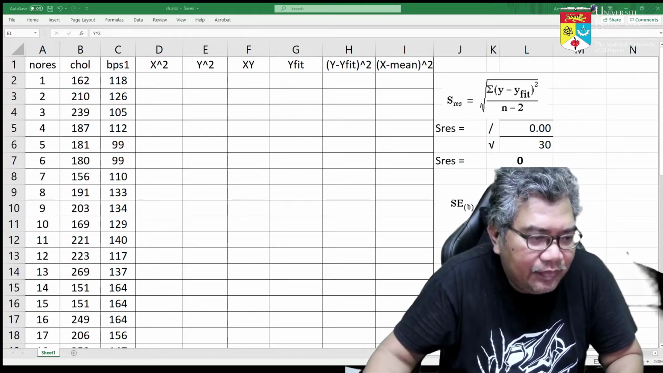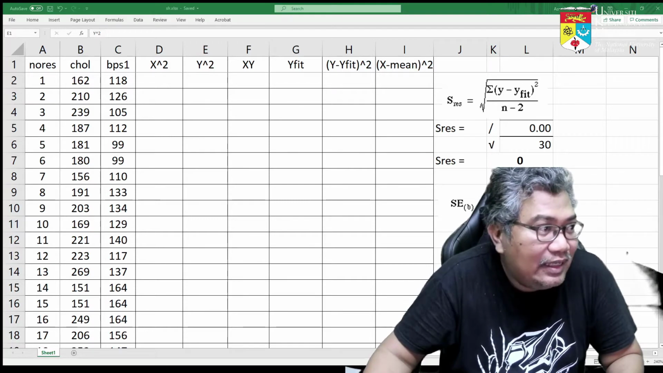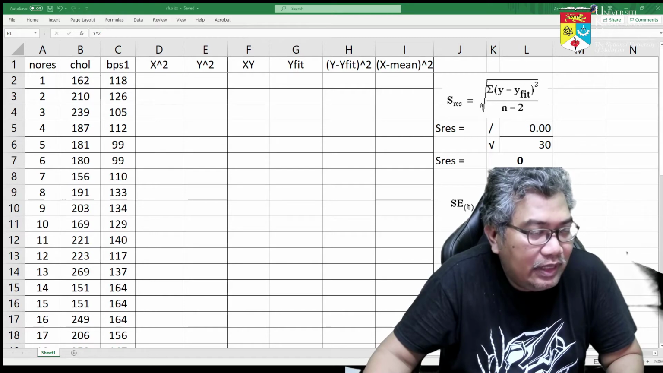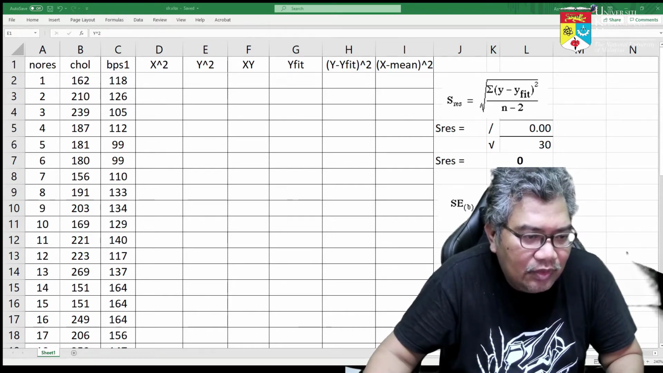to demonstrate how to calculate simple linear regression manually. Basically, I'm going to make use of an Excel spreadsheet to demonstrate how all these values are calculated.